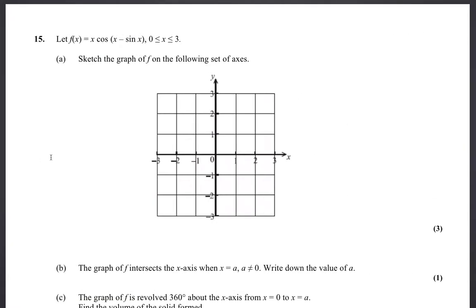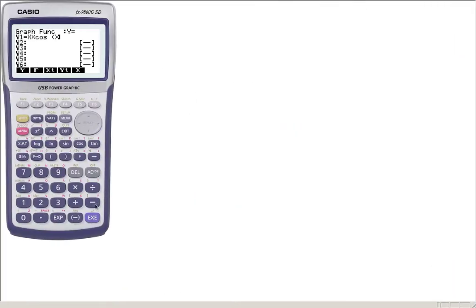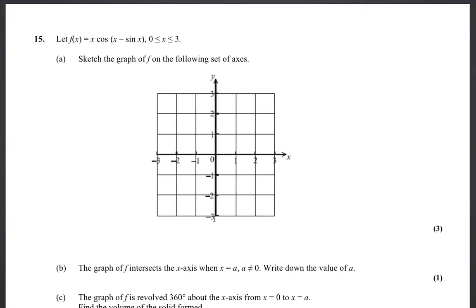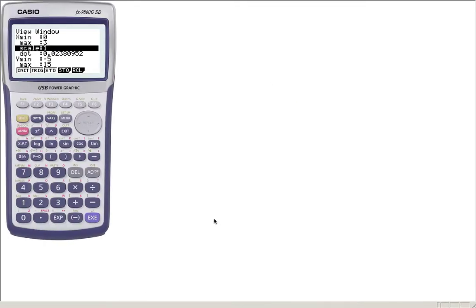So x times cos of bracket x minus sin x, close the bracket. Now shift view window between 0 and 3, so 0 and 3, and the y-axis minus 3 to plus 3. So you get this graph. This you need to sketch here.